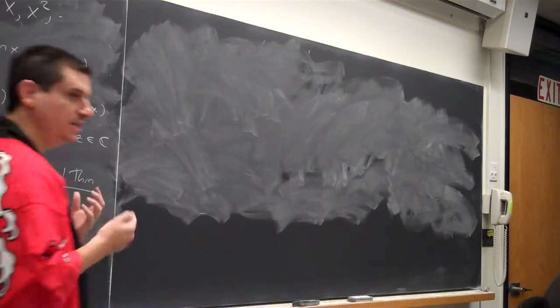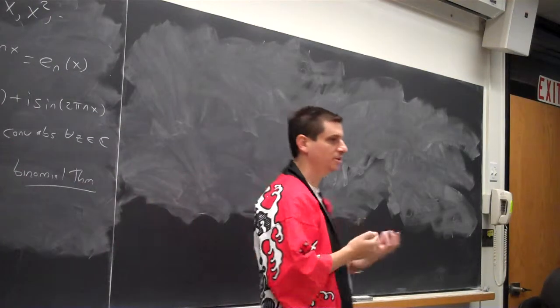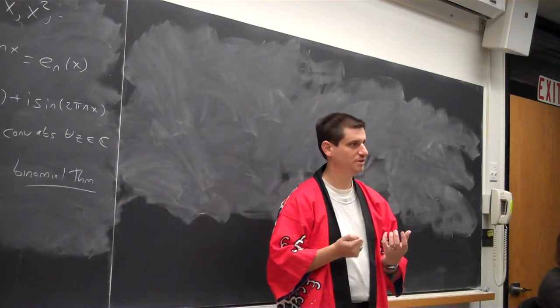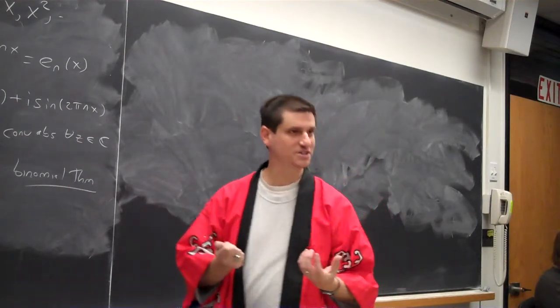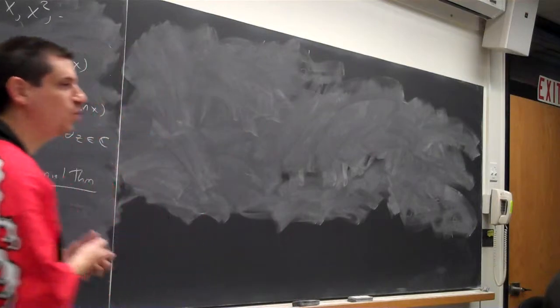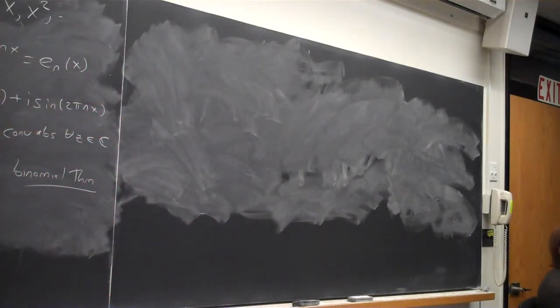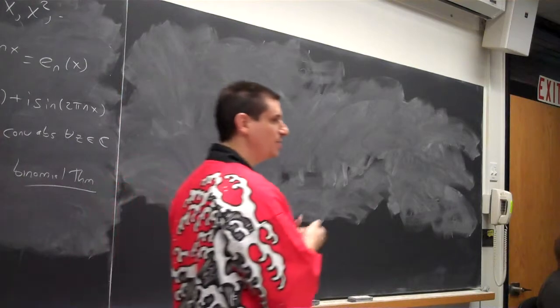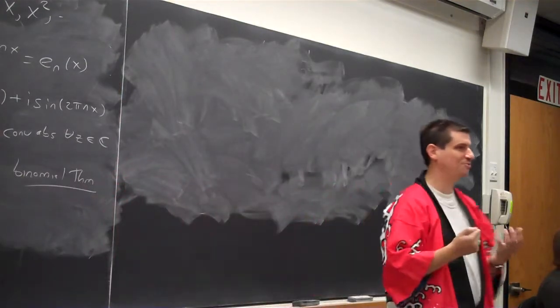Now, in linear algebra, how do you tell if two vectors are perpendicular? Take the dot product. And if the dot product is zero. So we need to find what is the analog of a dot product for functions. How many of you have seen the dot product for functions? How many of you have not seen the dot product for functions? Okay. So I want to quickly motivate the dot product for functions.